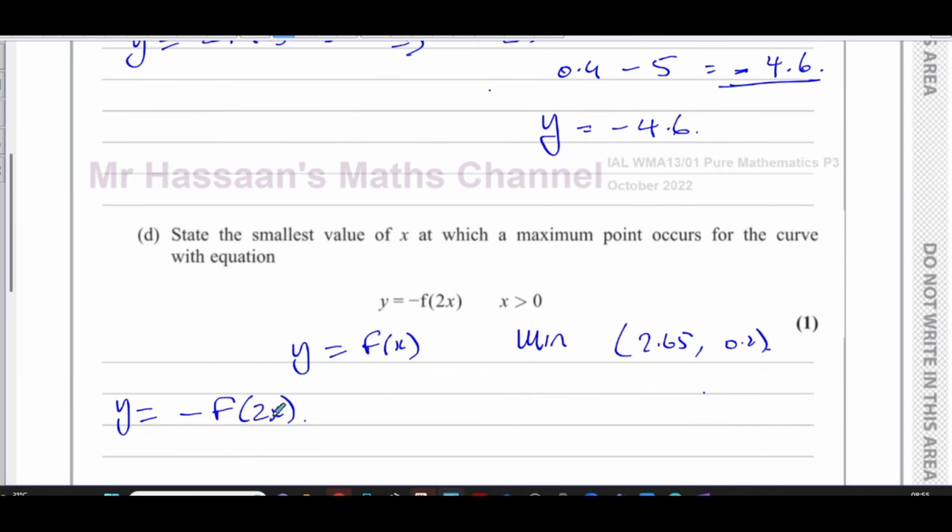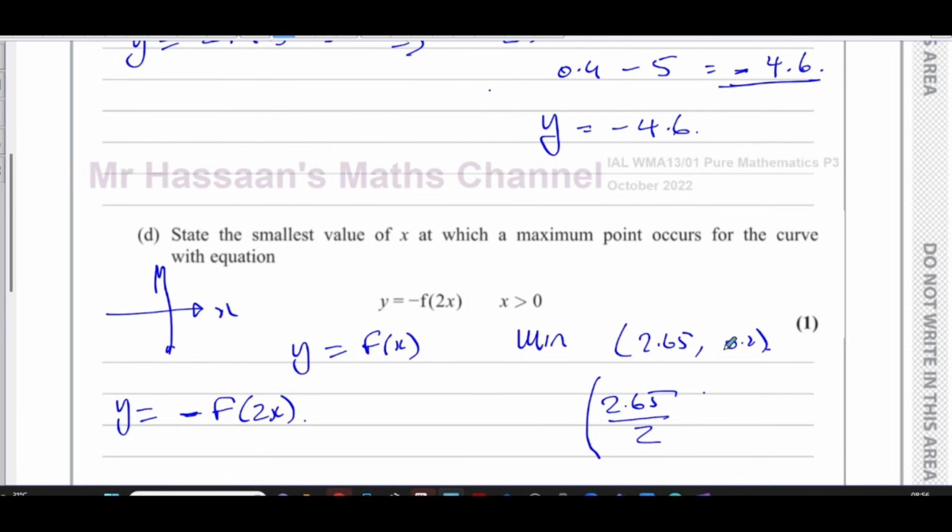So the x coordinate is stretched horizontally by a factor of a half, the reciprocal of this number. It's like the opposite. When it's inside the function, the opposite happens. So basically this 2.65 is divided by 2. Now, the thing is, they're asking us for the maximum. This is the minimum. But the negative here causes the whole thing to reflect in the x-axis. It's outside the function, so it's a vertical type of transformation. So the whole thing reflects in the x-axis.